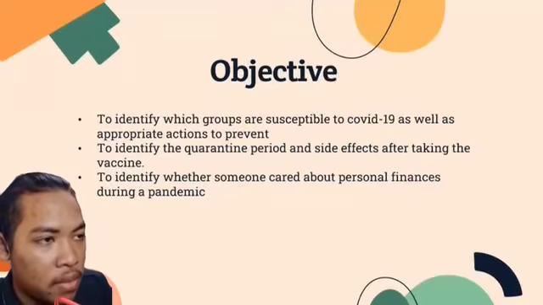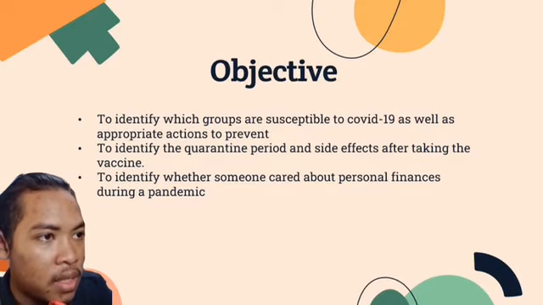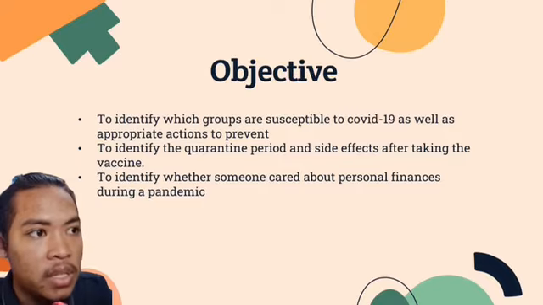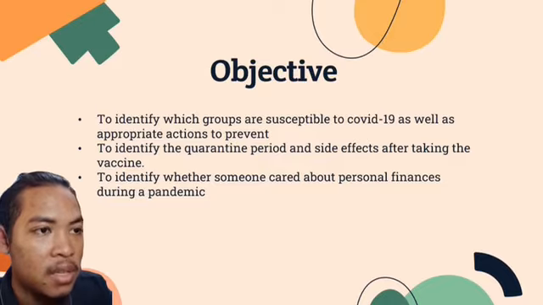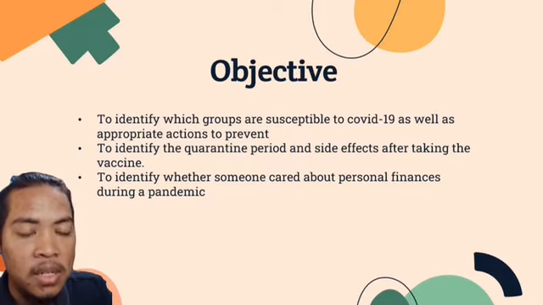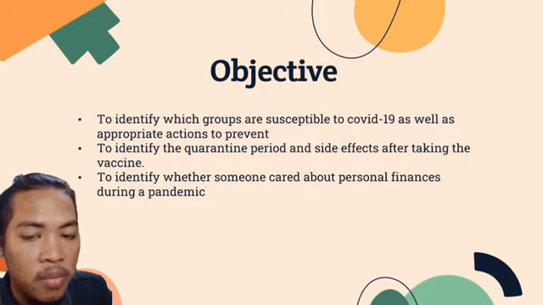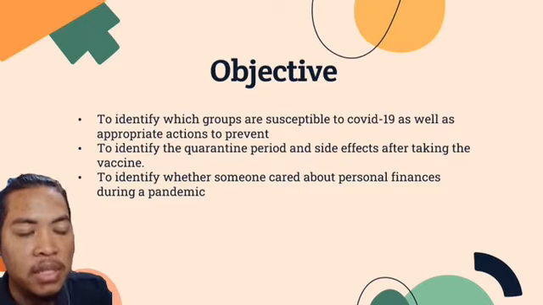Next is the objective. For our group, our objective is to identify which groups are susceptible to COVID-19, as well as appropriate action to prevent it. Next, we want to identify the quarantine period and side effects after taking a vaccine. And last, to identify whether someone cares about personal finance during a pandemic.